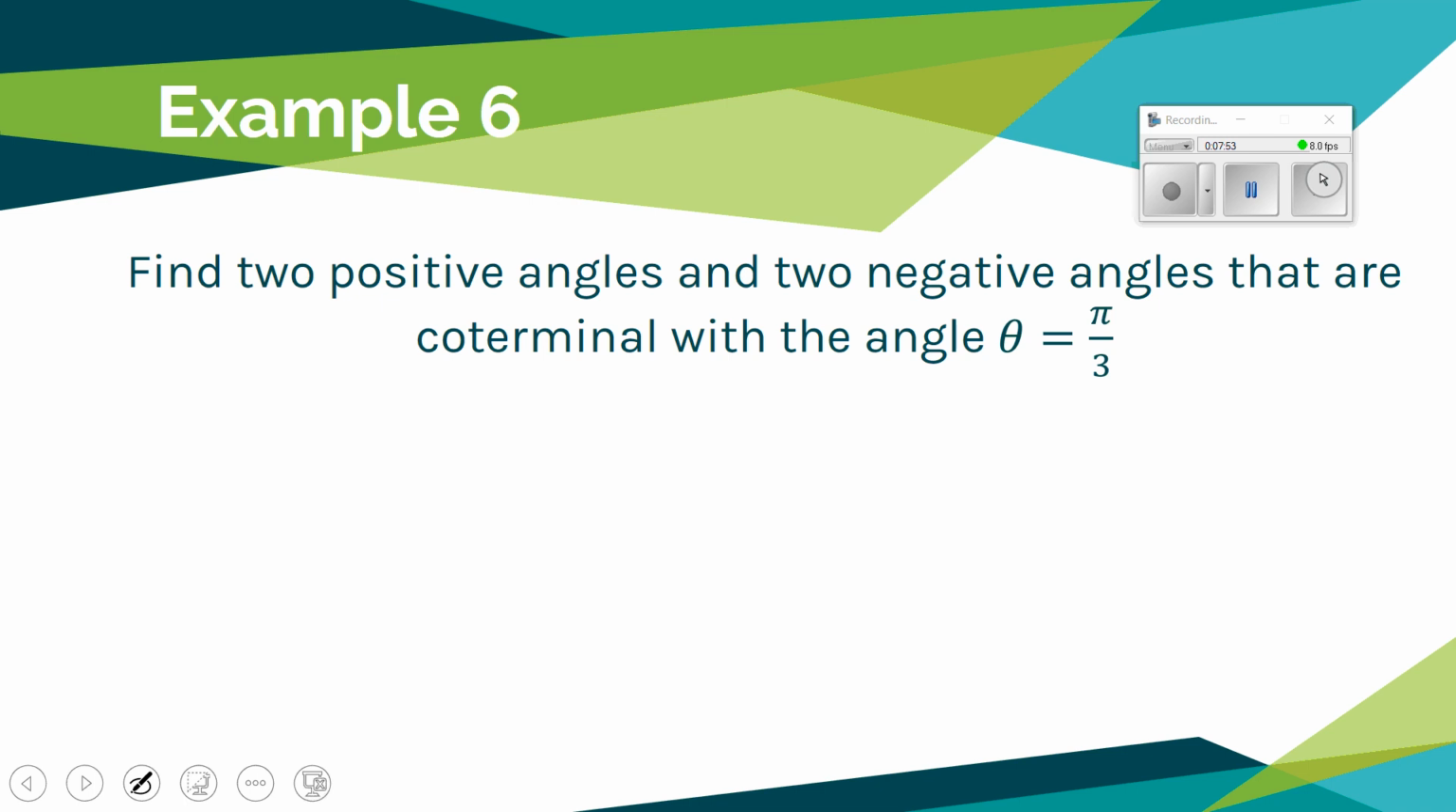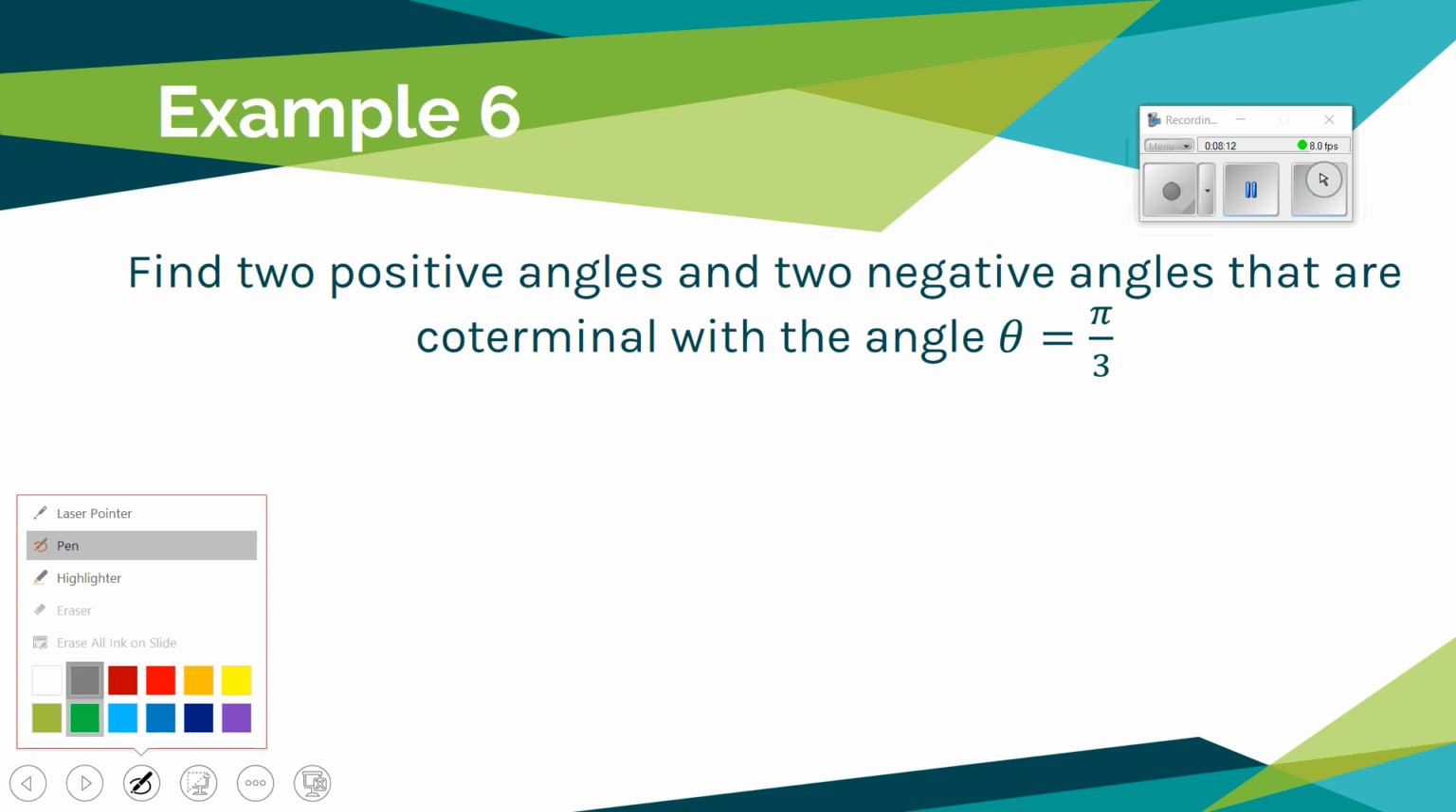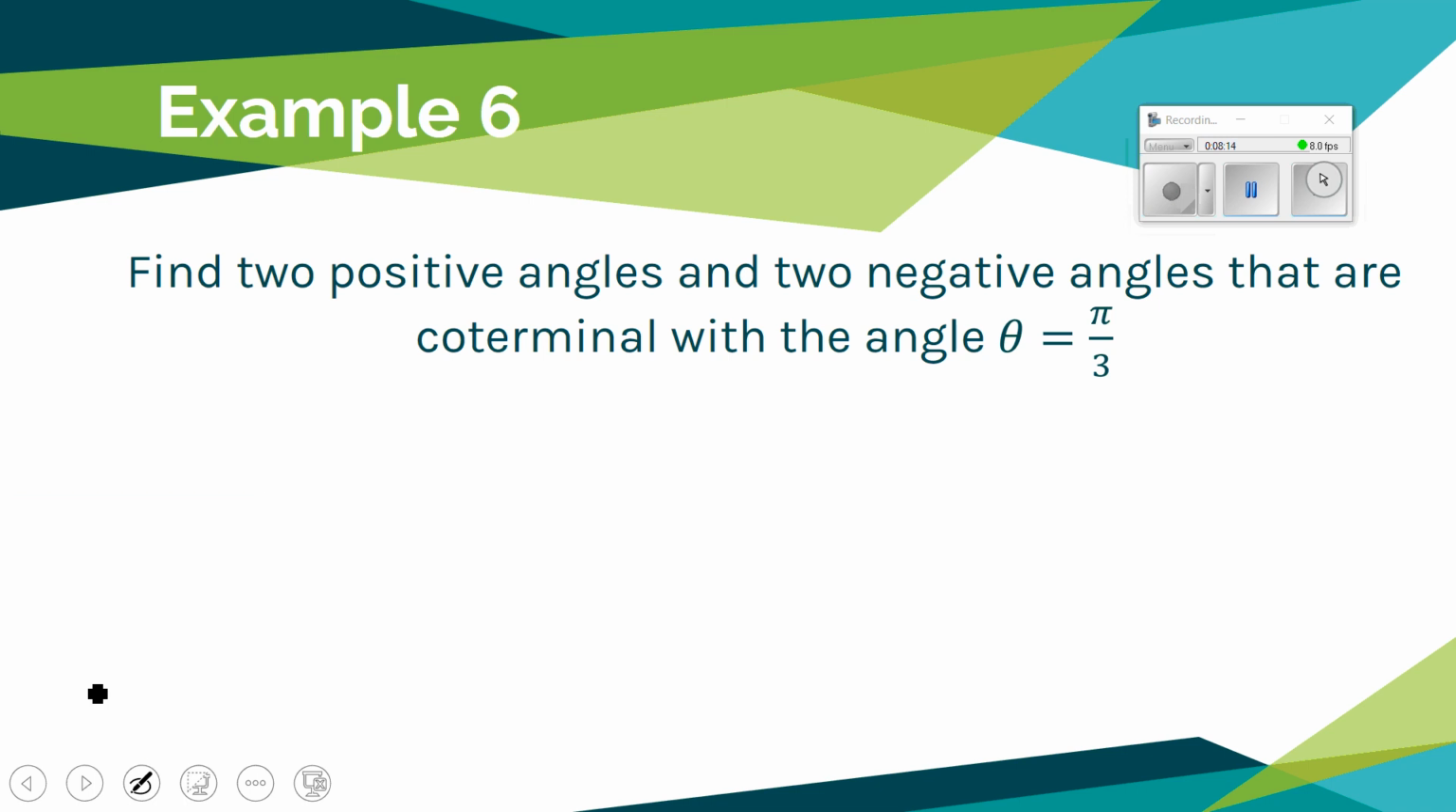All right, this time I want you to find 2 positive angles and 2 negative angles that are coterminal with pi over 3. Okay, so you're going to have to do it in terms of pi. All right. What do you think? Do you know any of them? Want to take a stab at it?